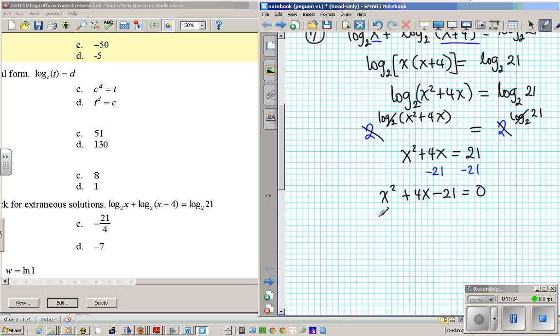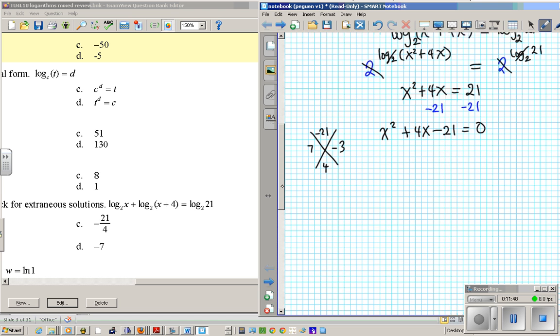So how do we solve this? To solve this, we're going to use the x game, right? So to do the x game, AC goes on top. AC is negative 21, and B is 4. So what two numbers times to give you negative 21 and add to give you 4? 7 and negative 3. So we're going to put that in the center.